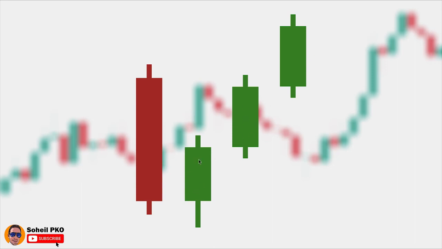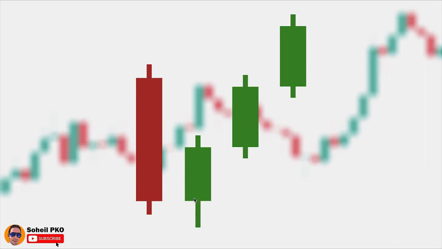The second candle is at least a short to medium green candle that must show buying pressure. It shouldn't be very short, it should not be a doji or spinning top, because we need to see a buying pressure here, not indecision. And the low of this candle should be lower than the low of the first candle.